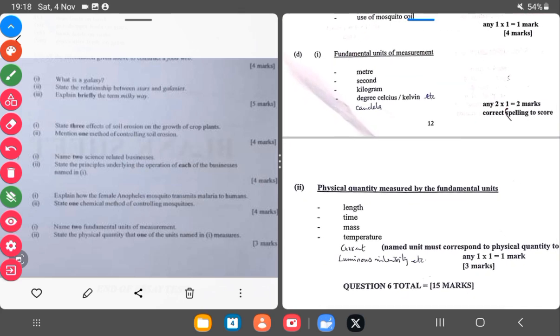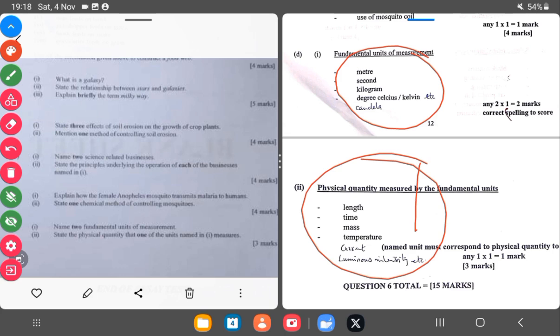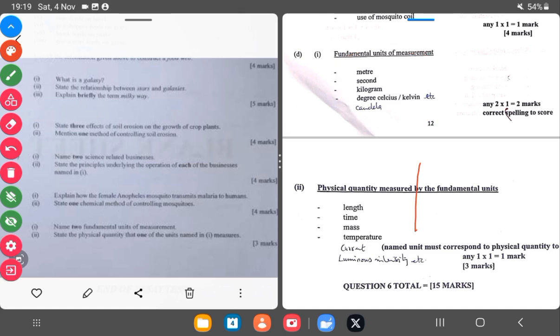So the last part of question 6 is asking for fundamental units. These are the fundamental units and these are the quantities. So take note of the difference. When you are asked for units, and when you are asked for quantities, you know how to state them rightly. So you don't lose marks. Sometimes you know answers and then you lose marks.